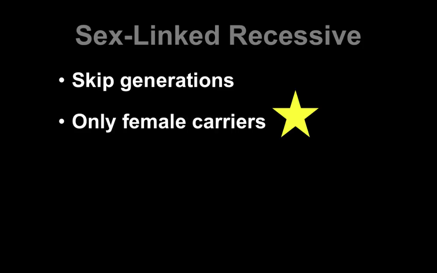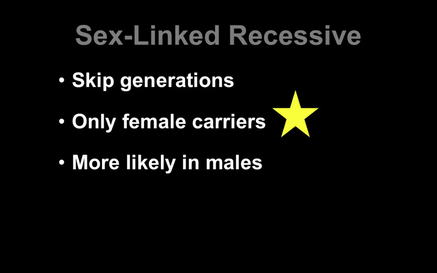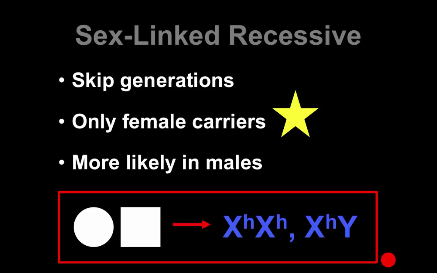And finally, let's look at sex-linked recessive traits. So these are going to skip generations because they're recessive. They're only going to have female carriers because, again, a male cannot be a carrier of a sex-linked trait because we only have one X. And it's going to be more likely in males for that same reason. They only have the one X chromosome. So in other words, if you're filled in, you're either homozygous recessive as a female or you simply inherited one recessive as a male.